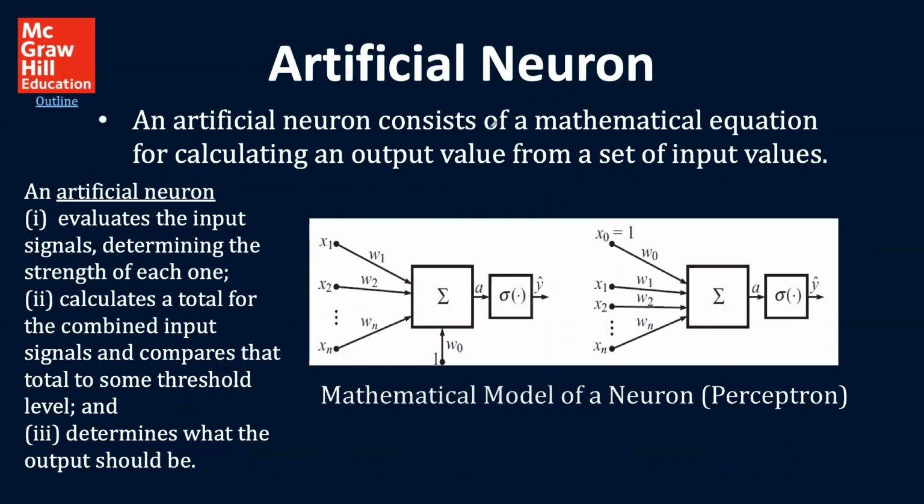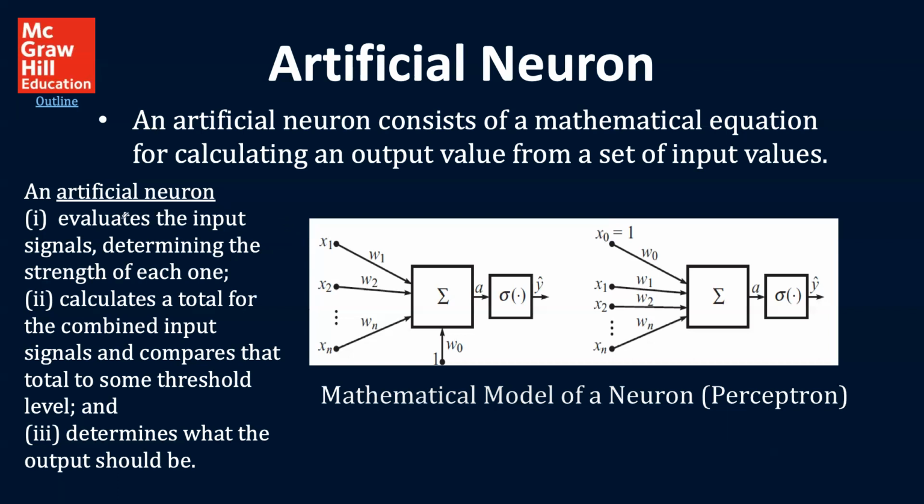An artificial neuron consists of a mathematical equation for calculating an output value from a set of input values. Here are a couple of examples of the models. You have the inputs that are folding in. There's a summation with each one of those weights. Then we have another factor that we apply, and then we are able to come up with an estimate of what the output should be. Here we have an example where there's not a W0, the way that it's listed here, so a slightly different formulation.